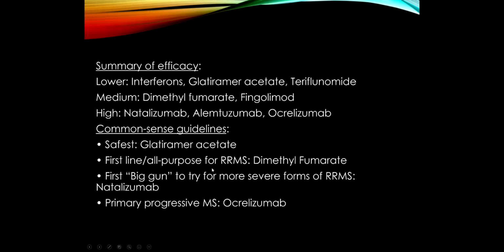relapses. If someone has a more severe form of multiple sclerosis, then we probably should go right to natalizumab, or certainly if we started them on dimethyl fumarate and they're not having a good response, then we'll move to natalizumab. So we often do need to rotate one patient through multiple of these different medications until we find one that works best. And remember, for primary progressive MS, ocrelizumab is a new indication.